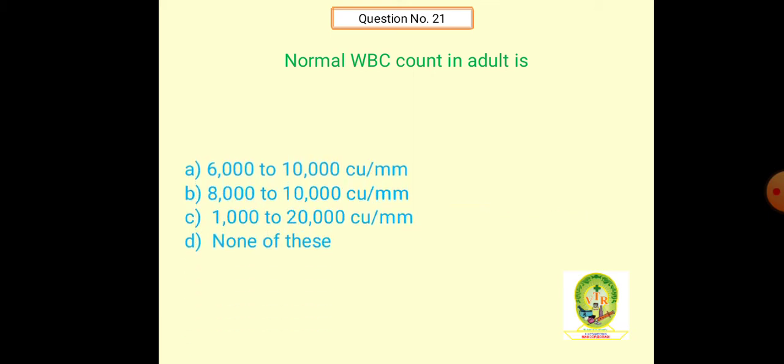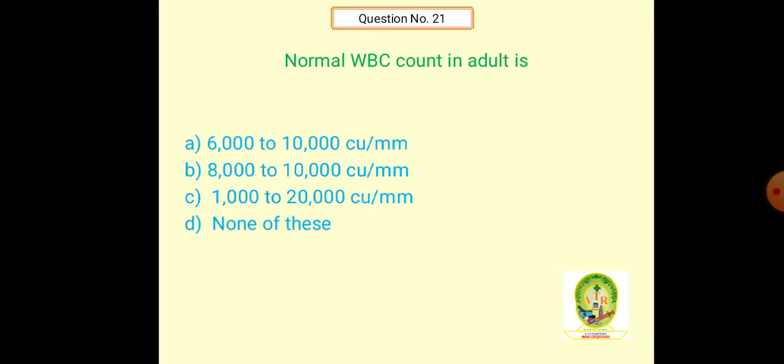Normal WBC count in adult is. Options are A. 6,000 to 10,000, B. 8,000 to 10,000, C. 1,000 to 20,000, D. None of these. Right answer is A.